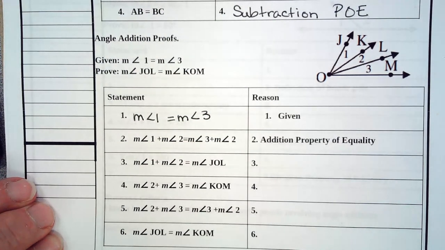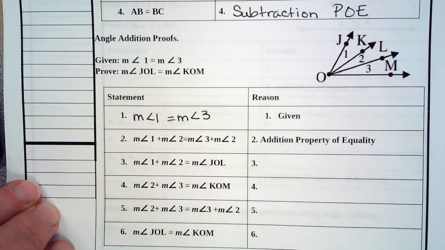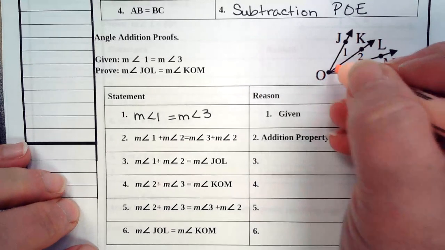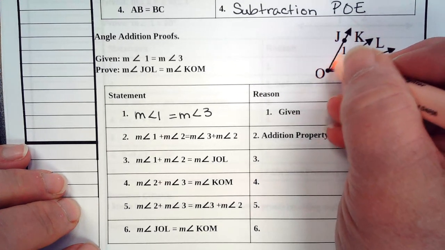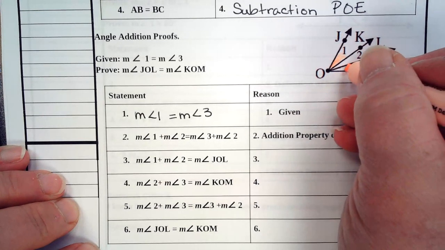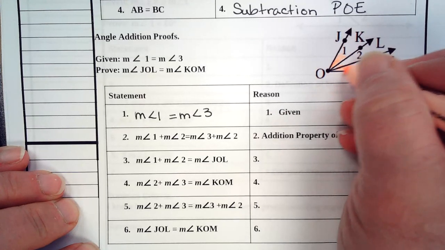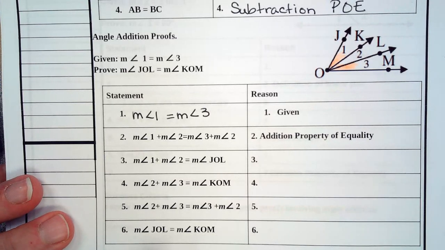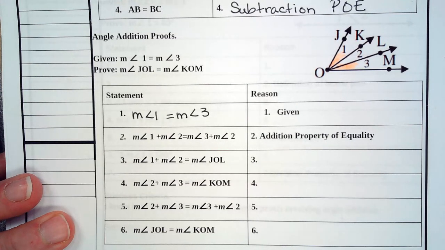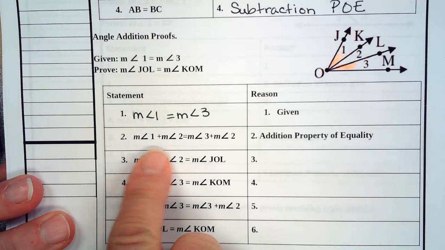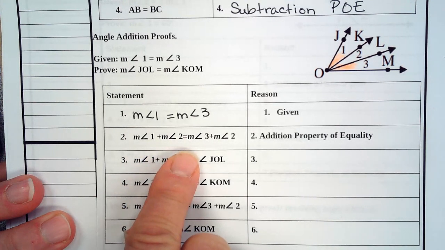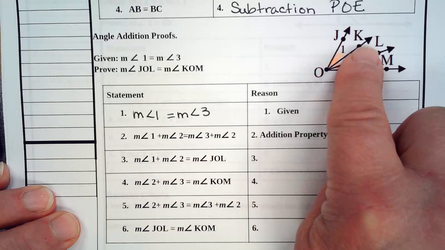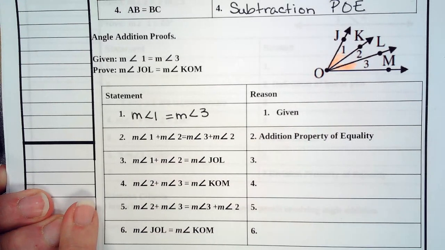Okay, so now I've written that down, but I also want to come over here and highlight what I've just done. This is angle 1, and this is angle 3. And those are congruent, their measures are equal. So, the measure of angle 1 plus the measure of angle 2 equals, so I'm adding these two, the measure of angle 3 plus the measure of angle 2.